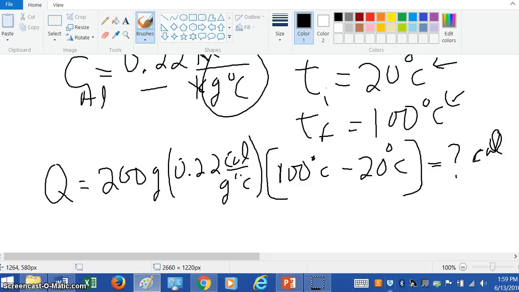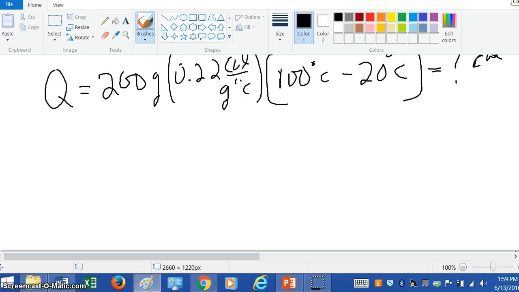All right, so let's do this calculation. When I do this calculation, it's basically 80 times 0.22 times 200. I get the amount of heat required to raise 200 grams through an 80-degree change in temperature: 3,520 calories.